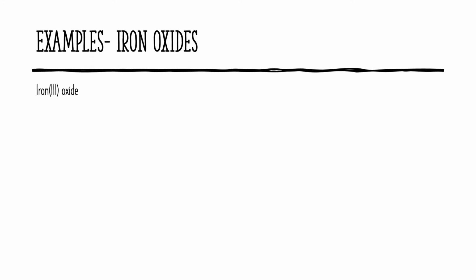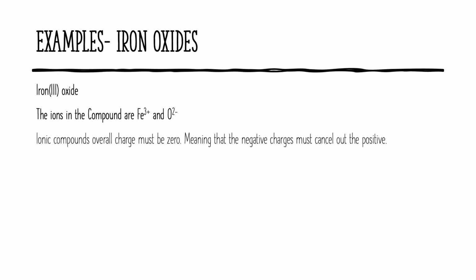Iron(III) oxide. Oxides tell you the charge of the metal from the oxidation number, the Roman numeral 3 in this case. So the ions we have here are Fe3+ and O2-. Now we need to cancel out the charges. 2 Fe3+ and 3 O2- would give a 0 charge, as the positive charge is now 6 and the negative charge is also 6. The chemical formula is therefore Fe2O3.